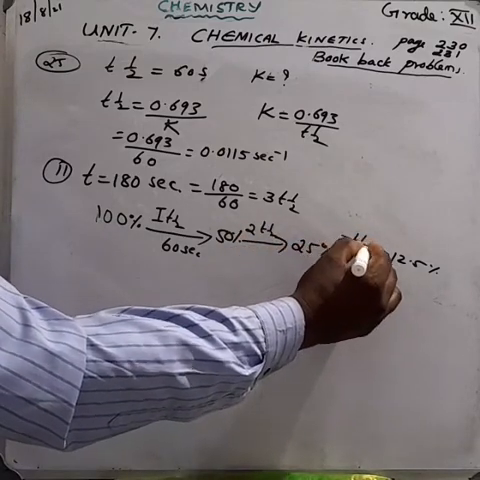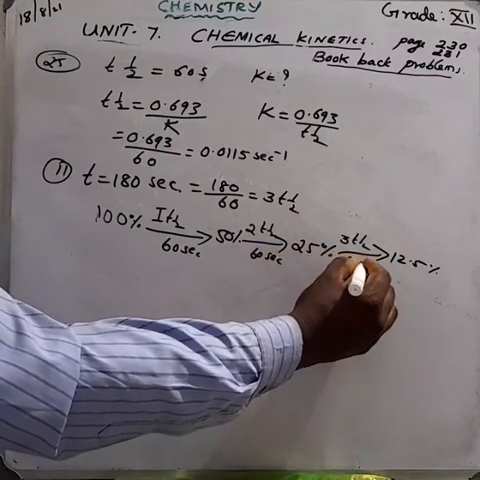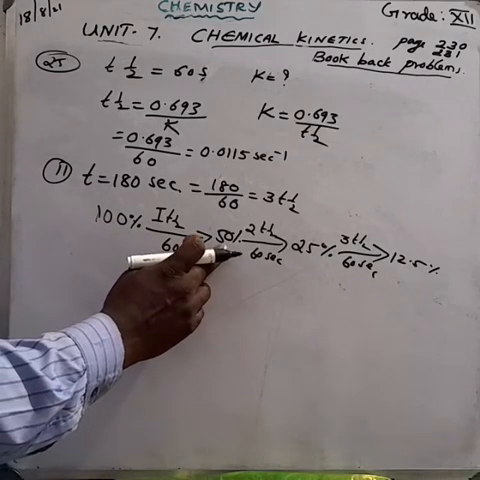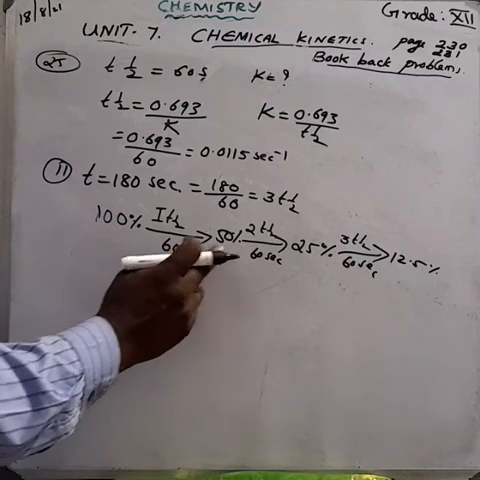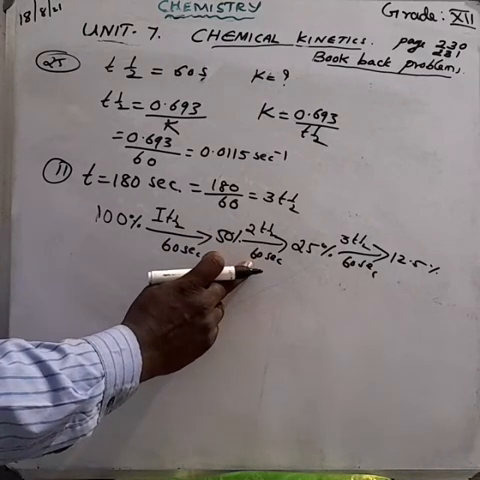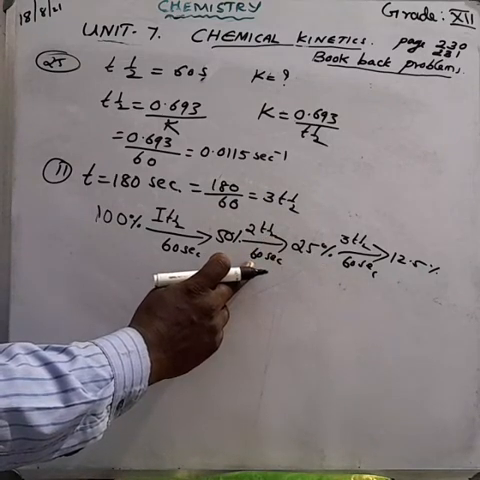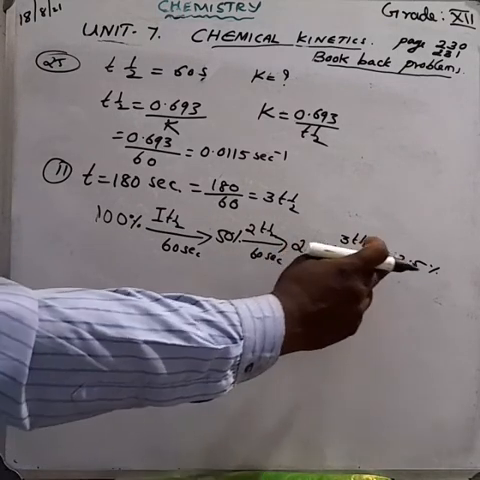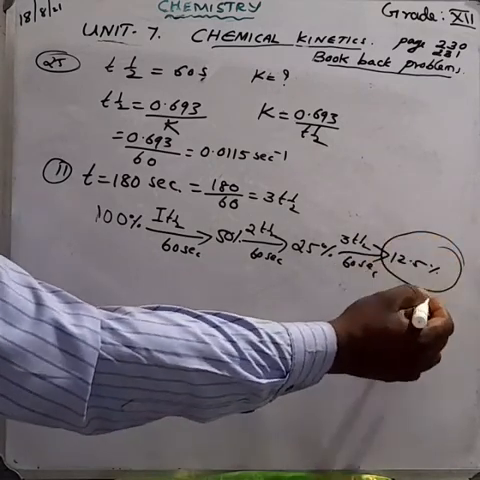Okay, like that we have to write. 100%, first T half, 50%. Below you have to write 60 seconds. Second T half, it goes to 25%. Again we give the 60 seconds. Next 25 to 12.5%. That's the third T half, 60 seconds.